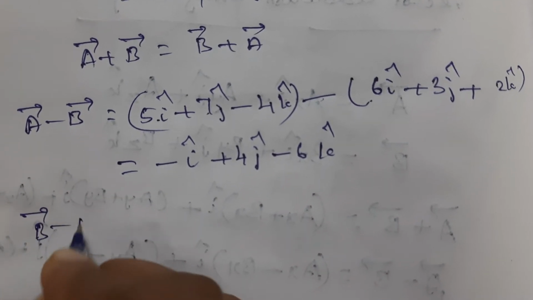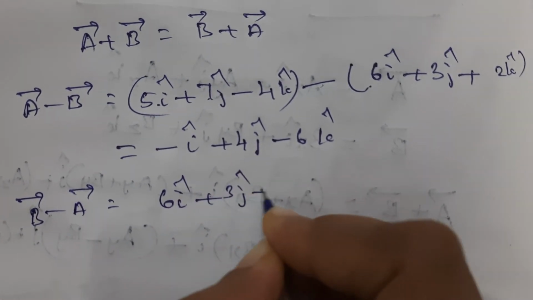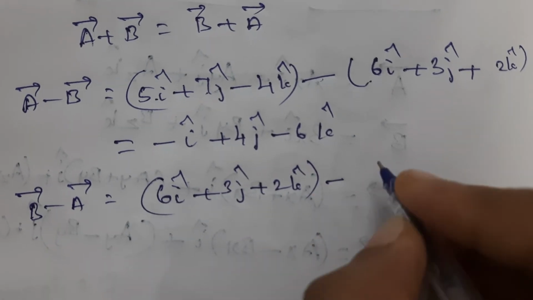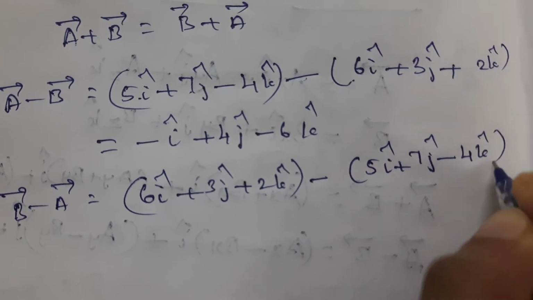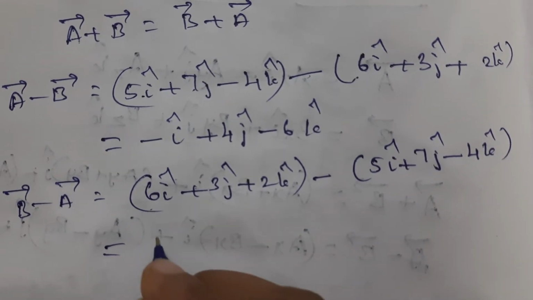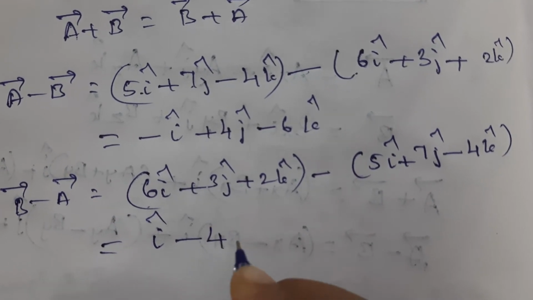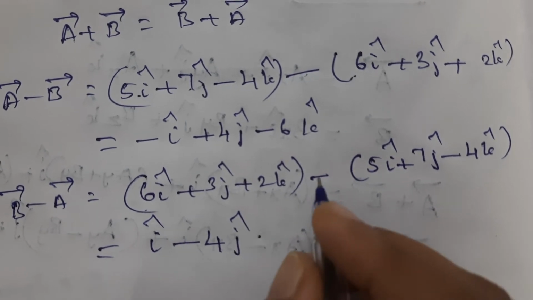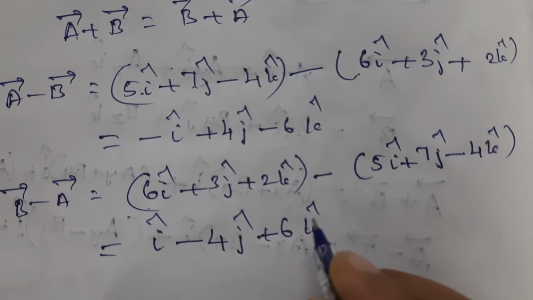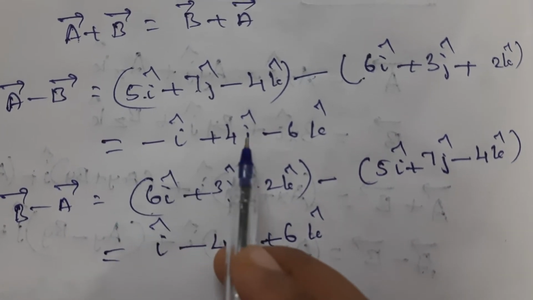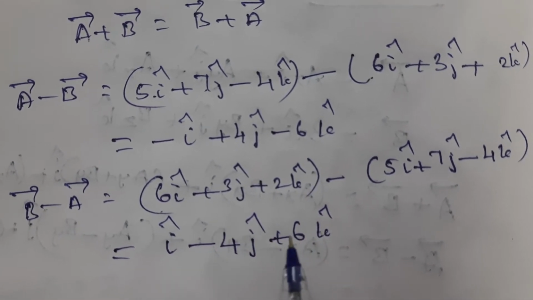Let's find b minus a. 6i cap plus 3j cap plus 2k cap minus 5i cap plus 7j cap minus 4k cap. So 6 minus 5 is 1i cap. 3 minus 7 is minus 4j cap. 2 minus into minus becomes plus, so 2 plus 4 is 6, 6k cap. So look at this: a minus b is minus i cap plus 4j minus 6k, and b minus a is i cap minus 4j plus 6k.